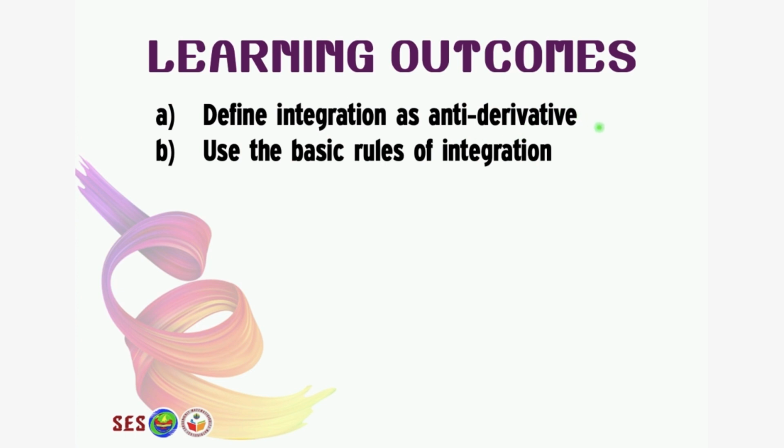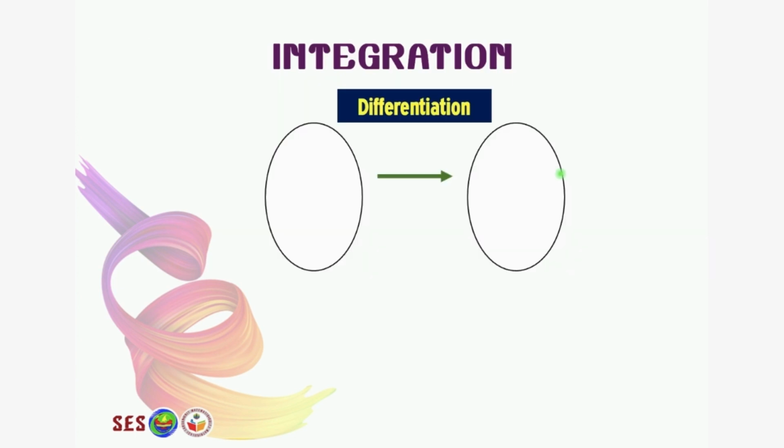At the end of this video, you should be able to define integration as antiderivative and use the basic rules of integration. So, let's recall what you have learned. Let's say I have these two functions over here, which is y(x) and capital F(x). So when we go through the differentiation process, we will get dy over dx and small f(x). Thus these two functions over here are called the derivatives of the functions on the left.